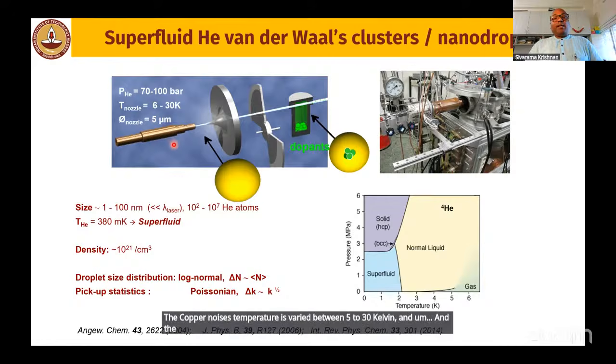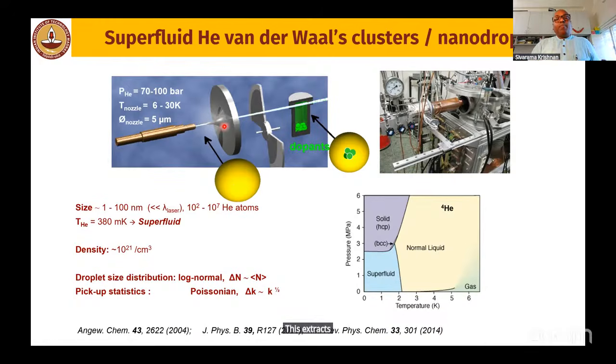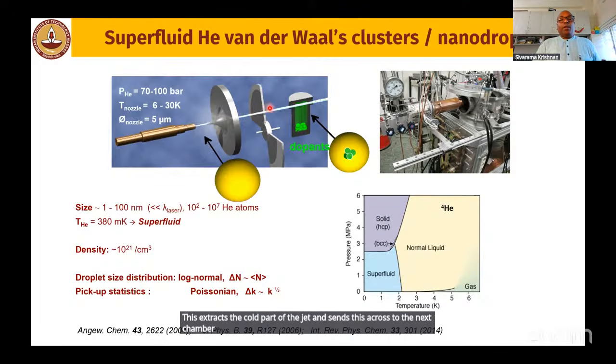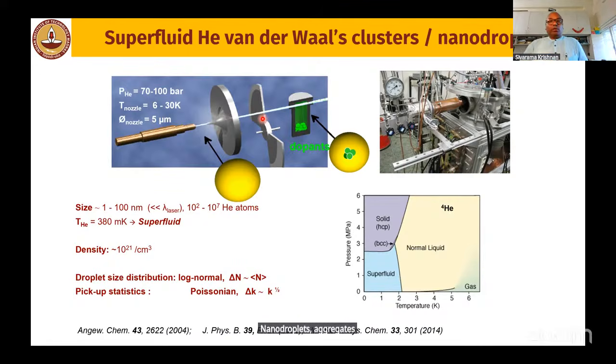the pressure of the helium gas is held to something like 50 to 100 bar behind this nozzle, and the jet that comes out of this orifice is then passed through a shaped hole here, which is called a skimmer. This extracts the cold part of the jet and sends this across to the next chamber, where we can essentially use pickup to dope the helium that has come out now from the nozzle and form these nanodroplets, aggregates, or what I call laddus.